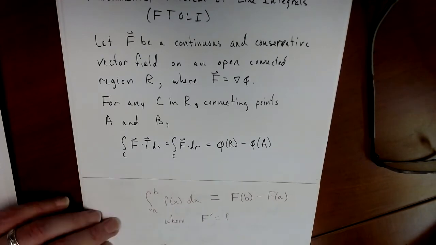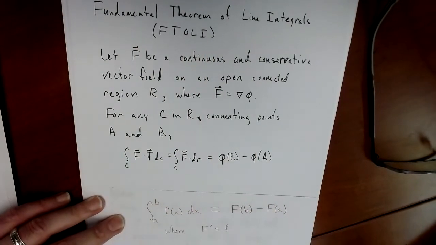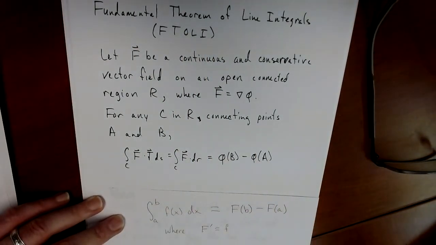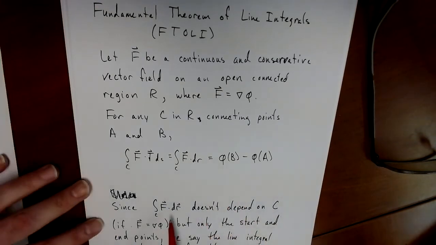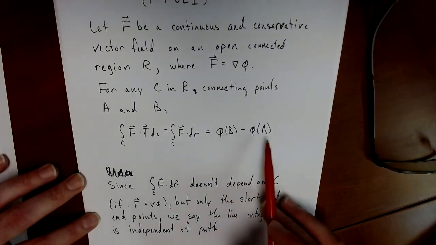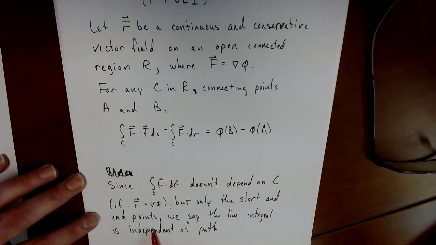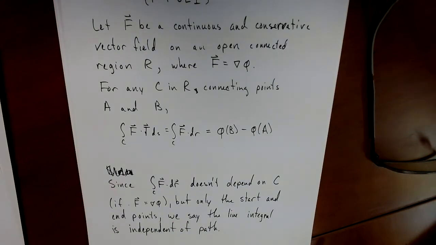And that actually gives us a few things. By the way, the abbreviation is FTOLI, which I have read as Fitoli for a long time. So if you ever hear me refer to Fitoli, I'm referring to the fundamental theorem of line integrals, this guy right here. So an upshot of this is that the line integral of f over c won't depend on the curve c if f is a gradient field, but only the start and end points a and b. And so we say that that line integral is independent of path, or we talk about path independence. This happens in a conservative vector field.